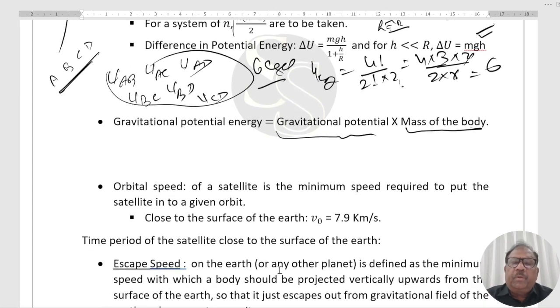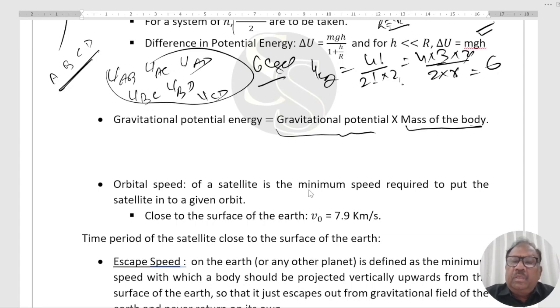What is orbital speed? Orbital speed of a satellite is the minimum speed required to put the satellite in a given orbit. Close to the surface of Earth, v0 equals 7.9 km per second, and this is equal to root gR. Time period of the satellite close to the Earth is 84.6 minutes.